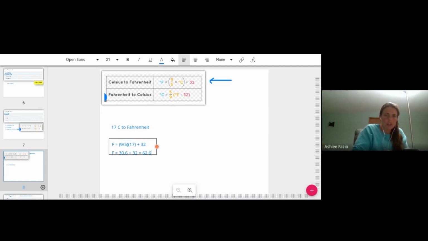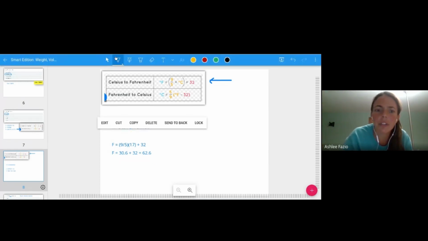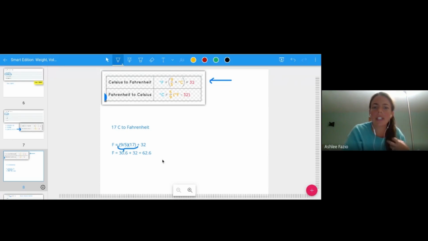Okay, so as you go here, another thing just to note when we do these, it's important to make sure you do it in the right order. So we had to go through and multiply first. That gave me the 30.6, and then I could add that 32 onto it and give me 62.6, and that would be degrees Fahrenheit. Okay, so awesome.